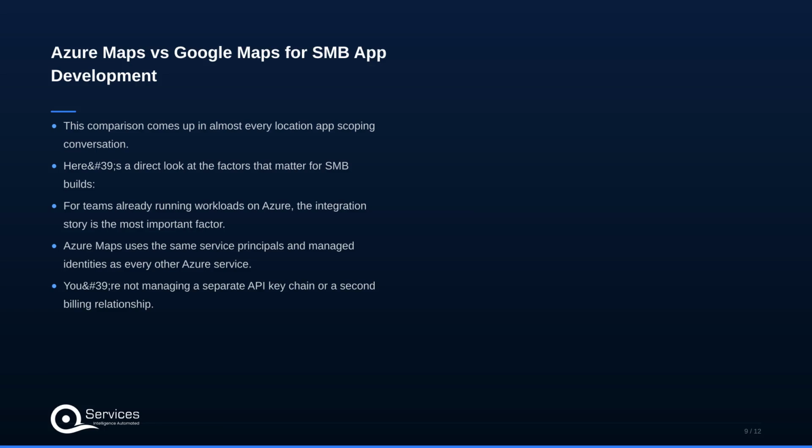Now, let's talk about Azure Maps versus Google Maps for SMB app development. This comparison comes up in almost every location app scoping conversation. Here's a direct look at the factors that matter for SMB builds.